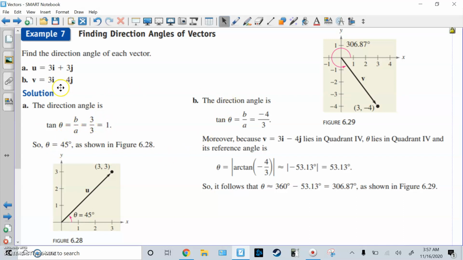Here, if you want to do 3i minus 4j, it's down here. You can use the reference angle idea. You draw this triangle. You notice it is arctan of -4 over 3. You use a calculator for 53 degrees, but we want the standard angle, so we can subtract from 360 to get this 306.87 degrees.